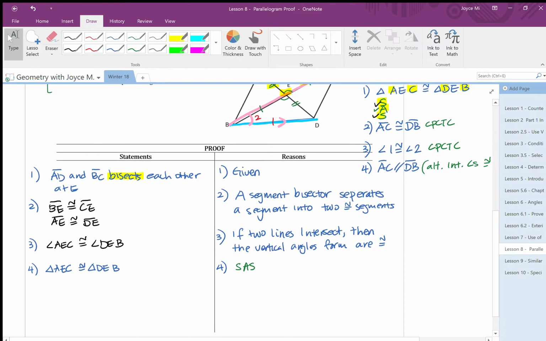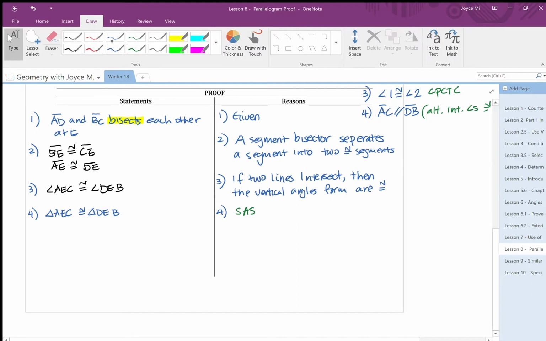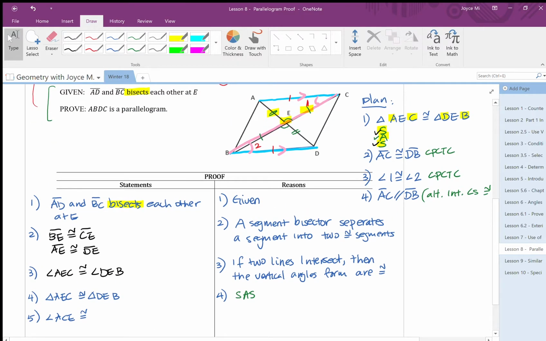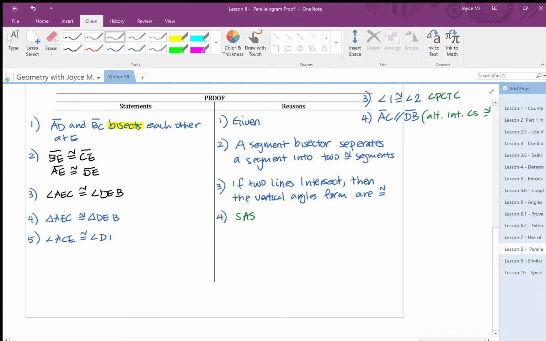Now I look at my plan again. My goal is to get this AC and BD both congruent and parallel. So from here we could say, using the marking, angle 1, angle 2 are congruent, the corresponding angles. I can also say, number 5, angle ACE, I'm using 3 letters here, is congruent to the other angle, DBE. If you mark in your picture, you can also say angle 1 congruent to angle 2. They're the same thing, just written in different forms.